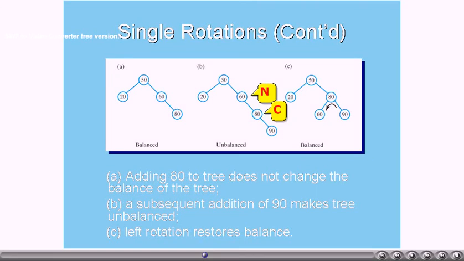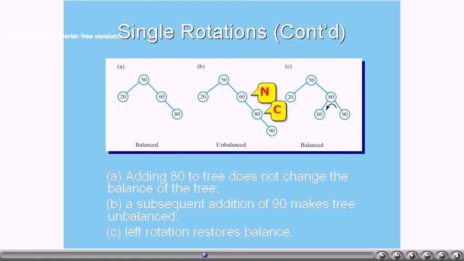Let's consider the tree A, which is balanced. Now when we add 90, the tree gets unbalanced. The nodes 60 and 50 got unbalanced; their balance values are -2. By adding 90, the youngest ancestor of 90 that got unbalanced is 60. So that node we have to select, and about that we have to rotate.